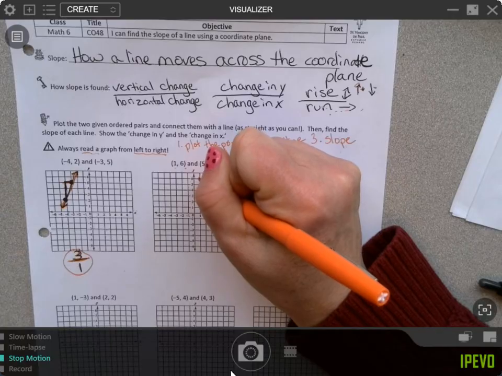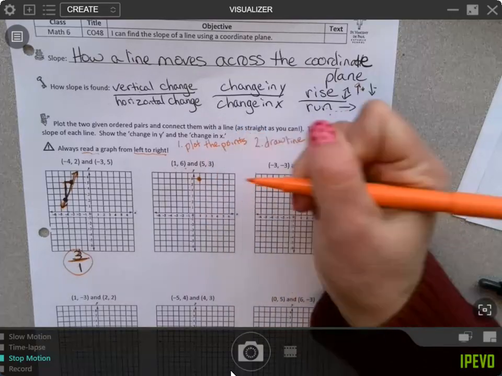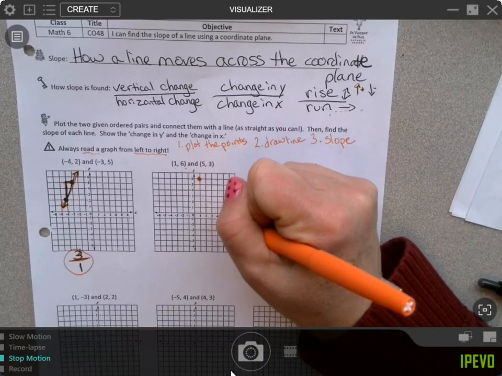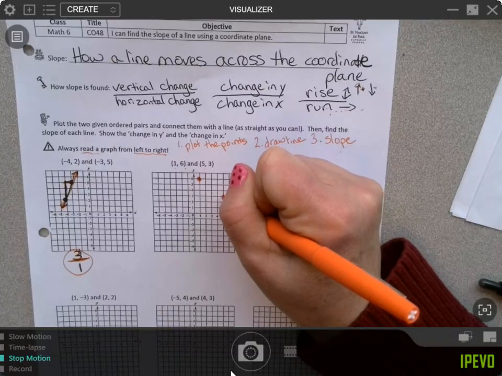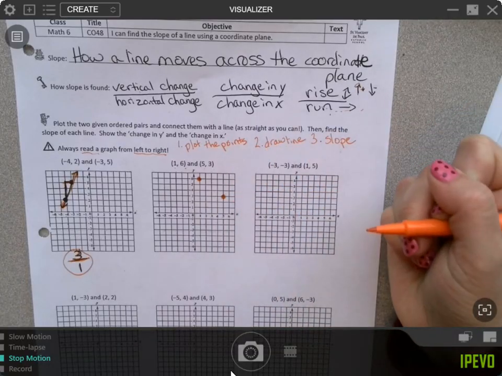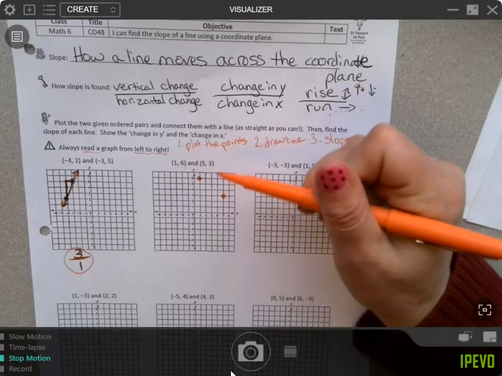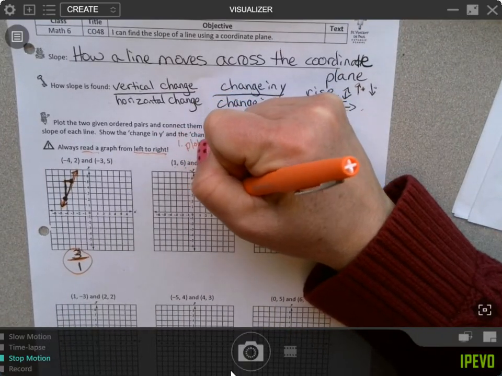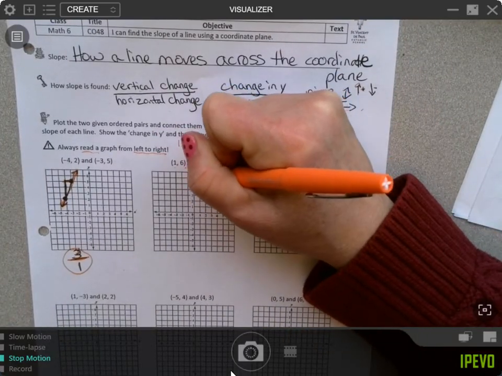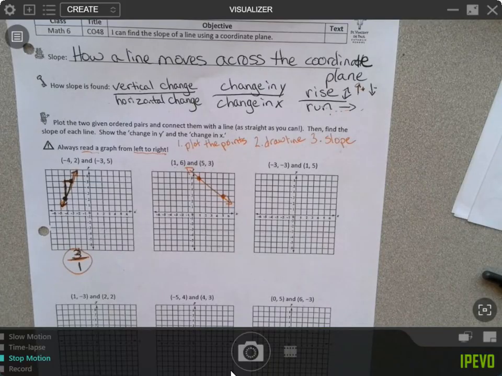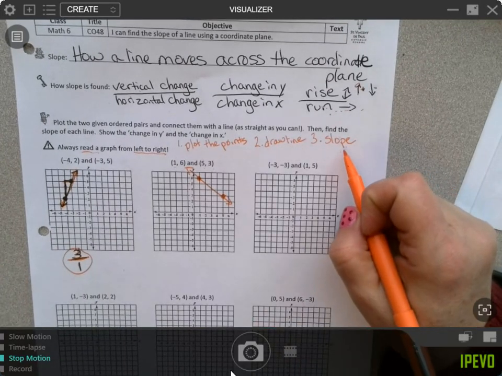So 1, 6, our first point should be right here. And then we have 5, 3. Our next point is right here. So the first thing you want to do is make sure that you plotted it correctly. So we have our 2 points. We're going to connect it with a line. That's step 2. Now step 3 says find that slope.